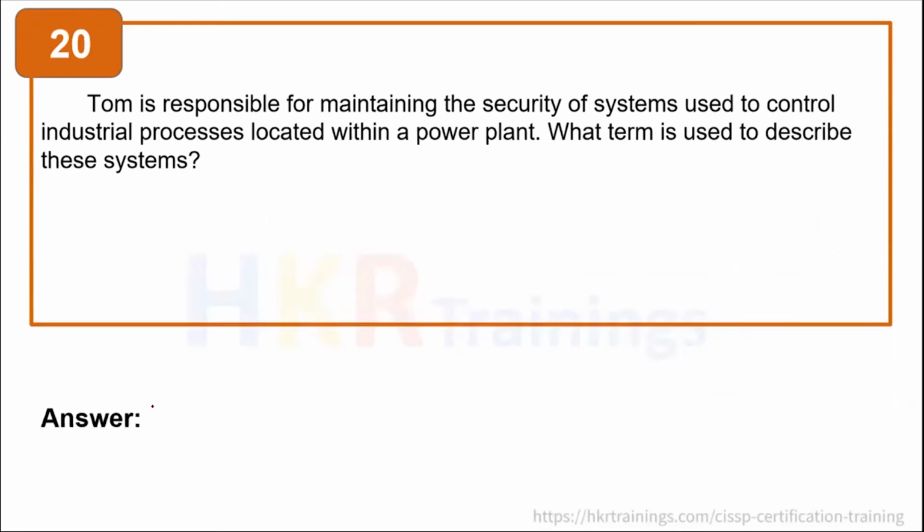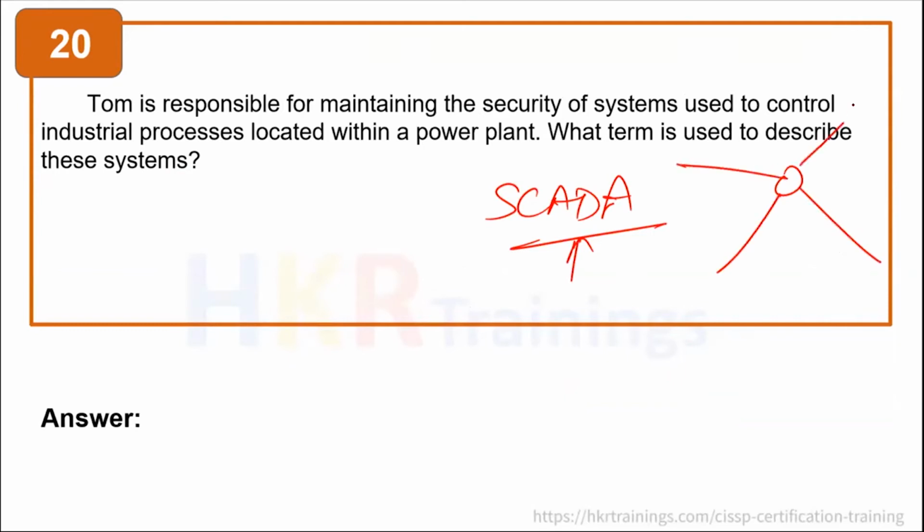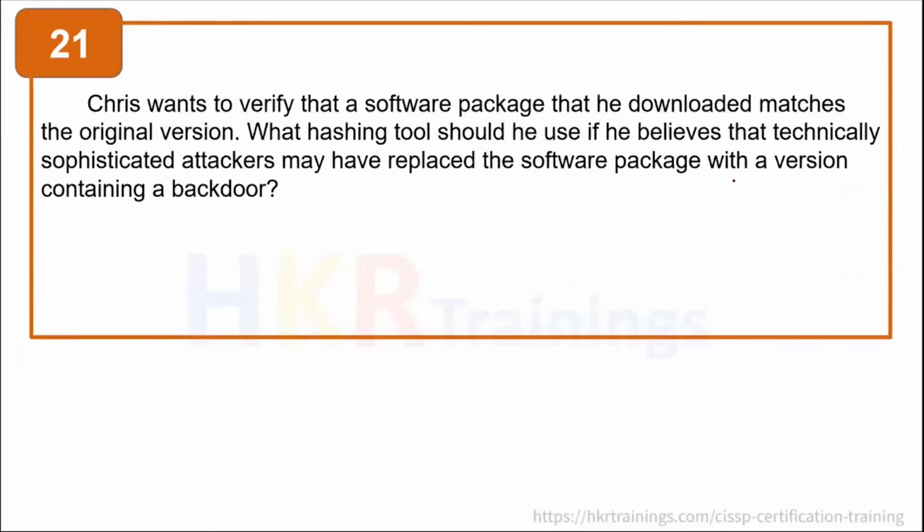Moving on to the 20th question. Tom is responsible for maintaining the security of systems used to control industrial processes located within a power plant. What term is used to describe these systems? So you must have heard of industrial control systems, and one of the systems used for the controls located across a wider area. In the case of a networked industrial control system structure, you use a SCADA system to manage these industrial control systems. So the correct answer is SCADA in this case.